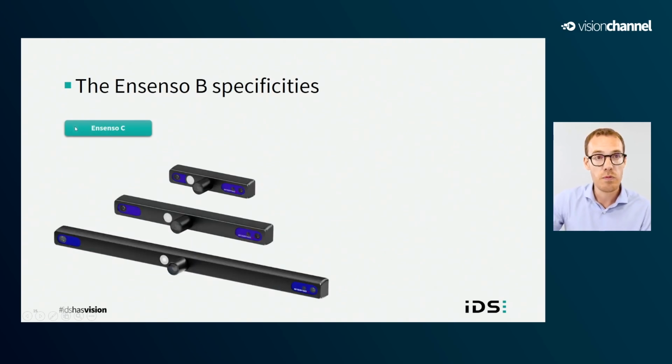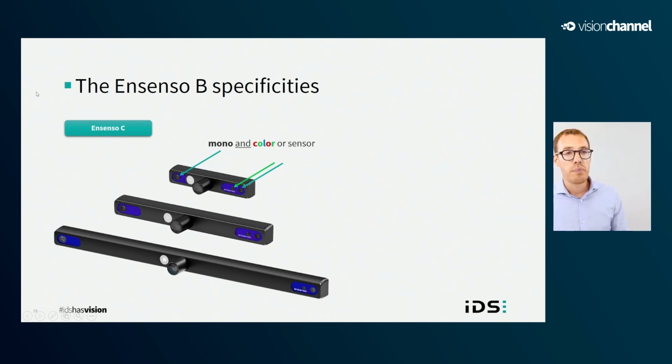The Nsenso C was introduced a year ago, and it comes with 3 baseline options: small, medium, and large, to choose from depending on your working volume and your operating distance usually. This Nsenso C comes with a 5 megapixel monochrome sensor plus an integrated RGB module, the idea being to map the RGB information onto the 3D data.